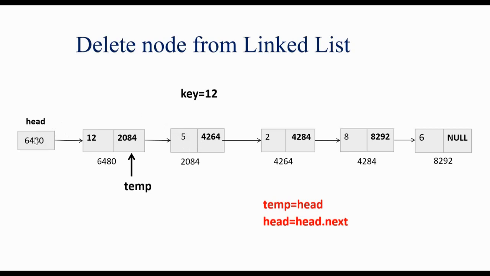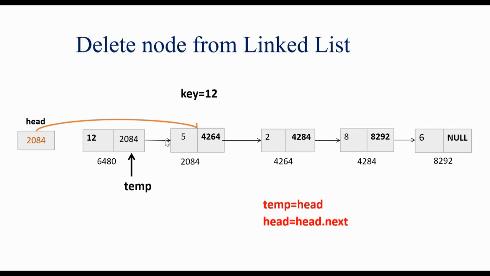I repeat, we assign head equal to head.next. Or you can even give temp.next. Since we have the pointer temp, if you take temp.next, that is also pointing to this node. So we assign the address of this node to head. Now you can see head is pointing to this first node. Instead, when we give head equal to head.next, this address will change to 2084, that is the address of this particular node. So now head will be pointing to this particular node.